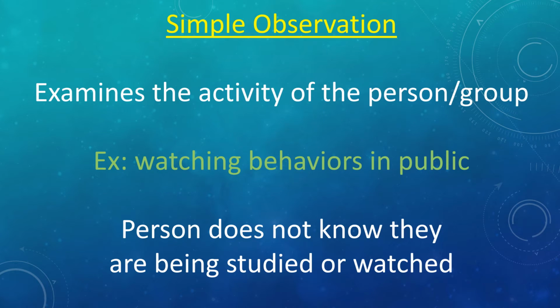Our second type of unobtrusive measure is a simple observation. This is where the researcher examines the activity of the person or group in public. The researcher does their best to keep their studying of the person a secret, to not interfere and have the subject react differently. This is an unobtrusive measure because the person being studied does not know they are being watched by a researcher.